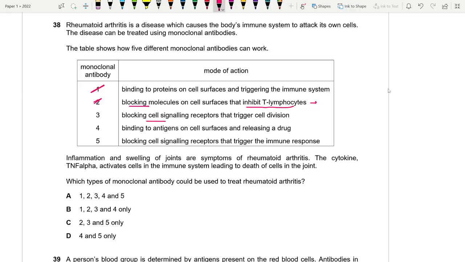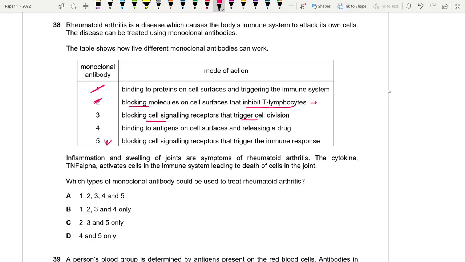Blocking cell signaling receptors that trigger cell division. Okay, let's think about this. We're not sure, but 1 and 2 are completely wrong. 4. Binding to antigens on cell surfaces and releasing a drug. Blocking cell signaling receptors that trigger the immune response.